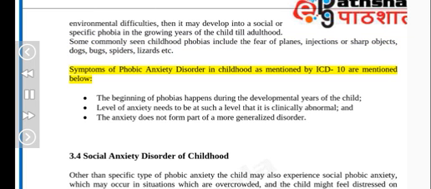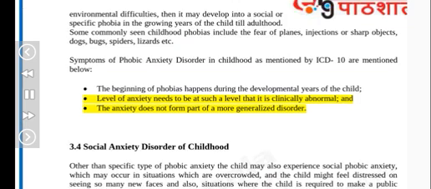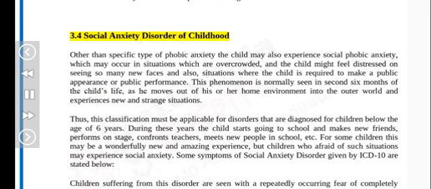Symptoms of phobic anxiety disorder in childhood as mentioned by ICD-10 are mentioned below. The beginning of phobias happens during the developmental years of the child. The level of anxiety needs to be at such a level that it is clinically abnormal, and the anxiety does not form part of a more generalized disorder. 3.4 Social anxiety disorder of childhood.